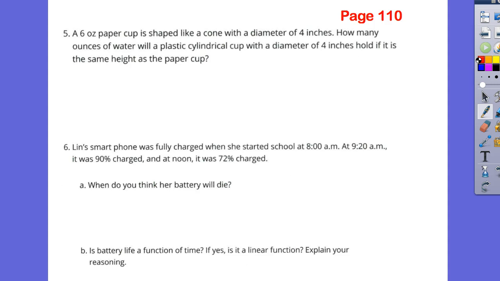Okay, problem number 5. A 6-ounce paper cup is shaped like a cone with a diameter of 4 inches. So let me sketch that. I have a cone. Diameter is 4, so that means the radius is 2. And this can hold, that means the volume of this is 6 ounces.